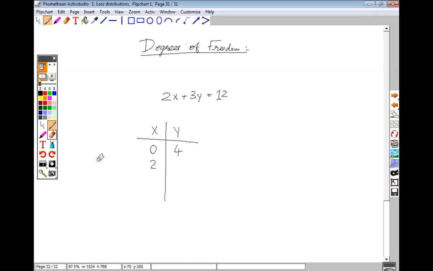Nothing. It won't be integer. Right. So let us put our y as 0. What do I get my x as? 6. 6. And so on basically.